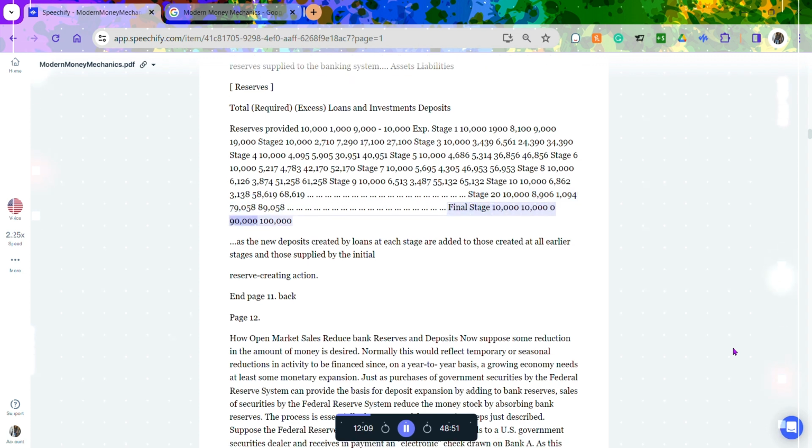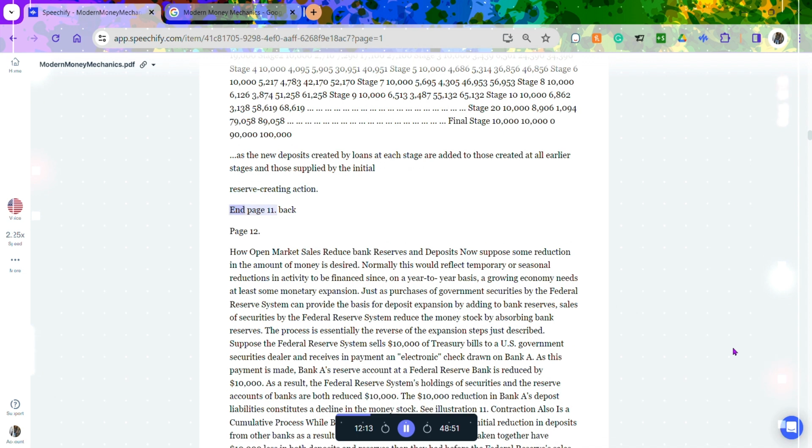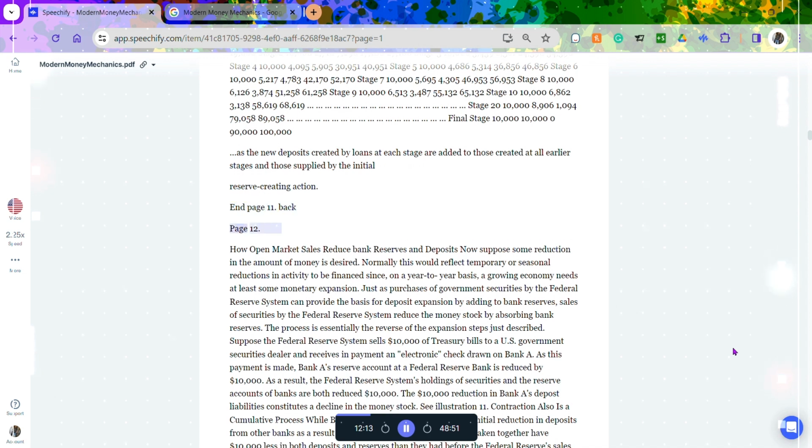10,000, 0, 90,000, 100,000, as the new deposits created by loans at each stage are added to those created at all earlier stages and those supplied by the initial reserve creating action. End page 11. Back. Page 12.